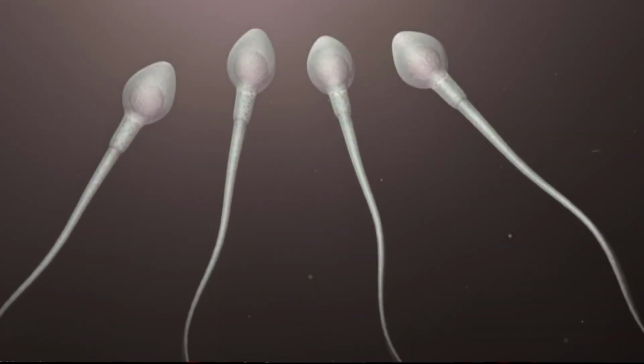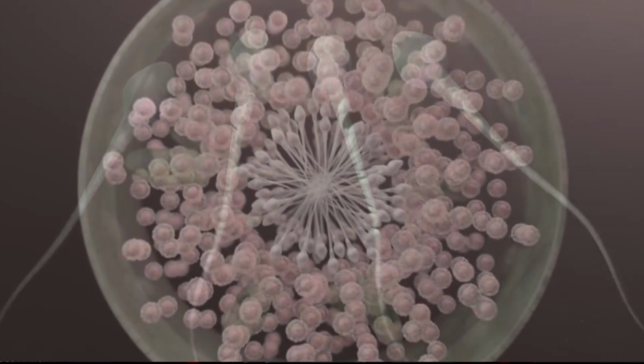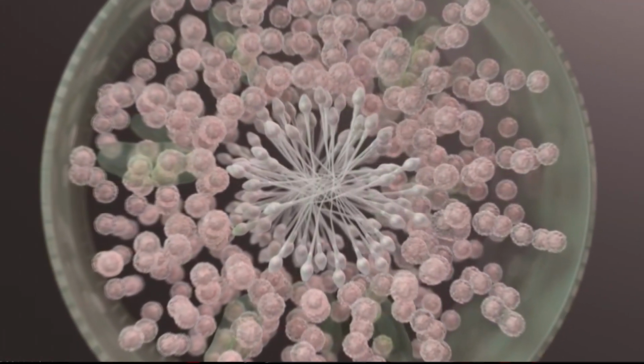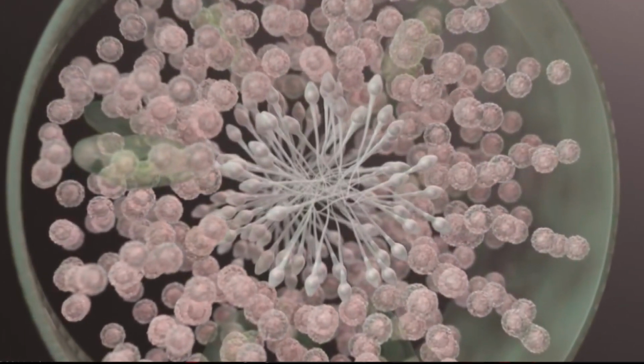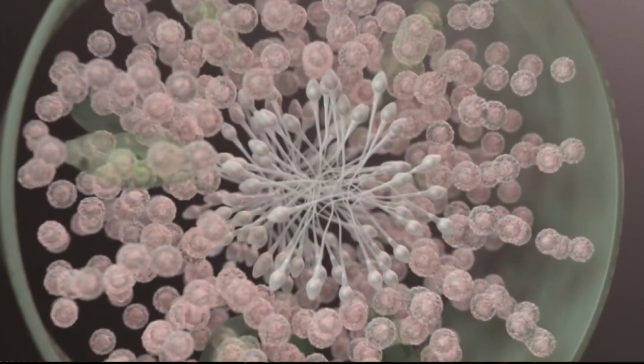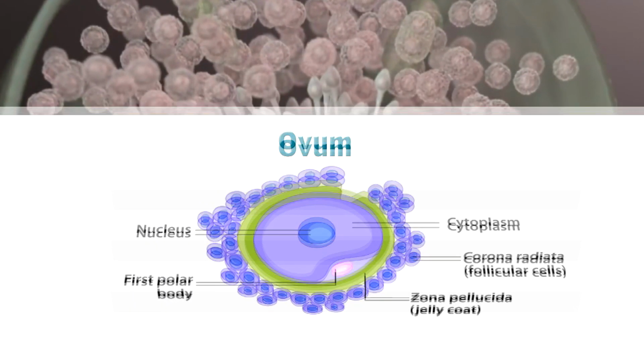Various hormones like gonadotrophin releasing hormone, luteinizing hormone, follicle stimulating hormone, and androgens are involved in stimulating spermatogenesis.